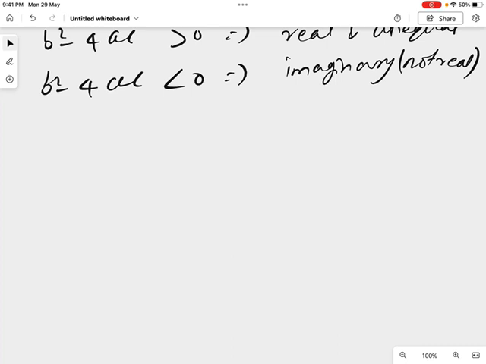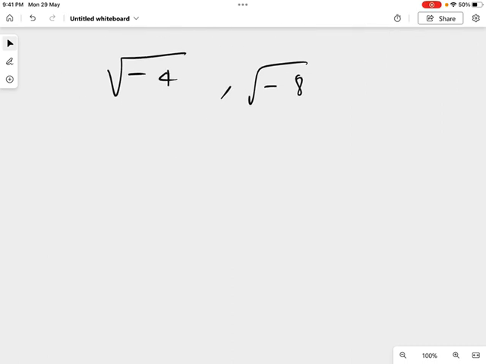Every number, whether it is rational or irrational, is a real number. That is, every rational number is a real number and every irrational number is also a real number. The square root of a negative number is an imaginary number. Example, root of minus 4, root of minus 8, etc. are imaginary numbers.